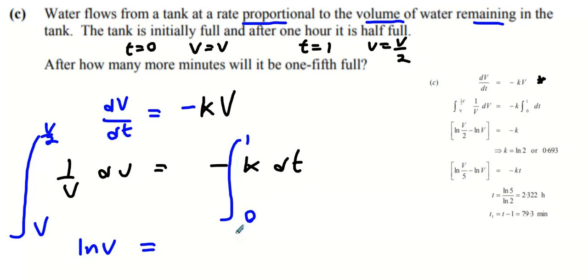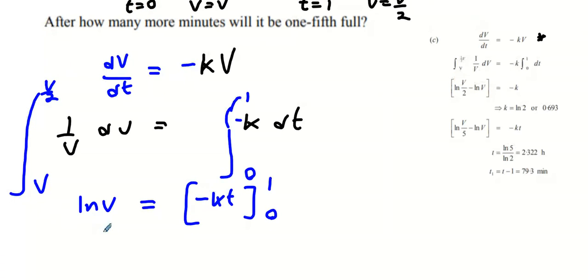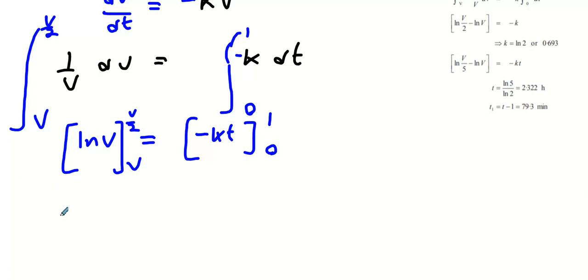Then the integral of dt, and we'll bring that minus into the integral. I know some people tend to do it differently. So integrate that and you get minus kt, from 0 to 1 on the right, and V over 2 to V on the left. So what you're going to get here is ln V over 2 minus ln V equals minus kt. t is 1, so this is going to be minus k.